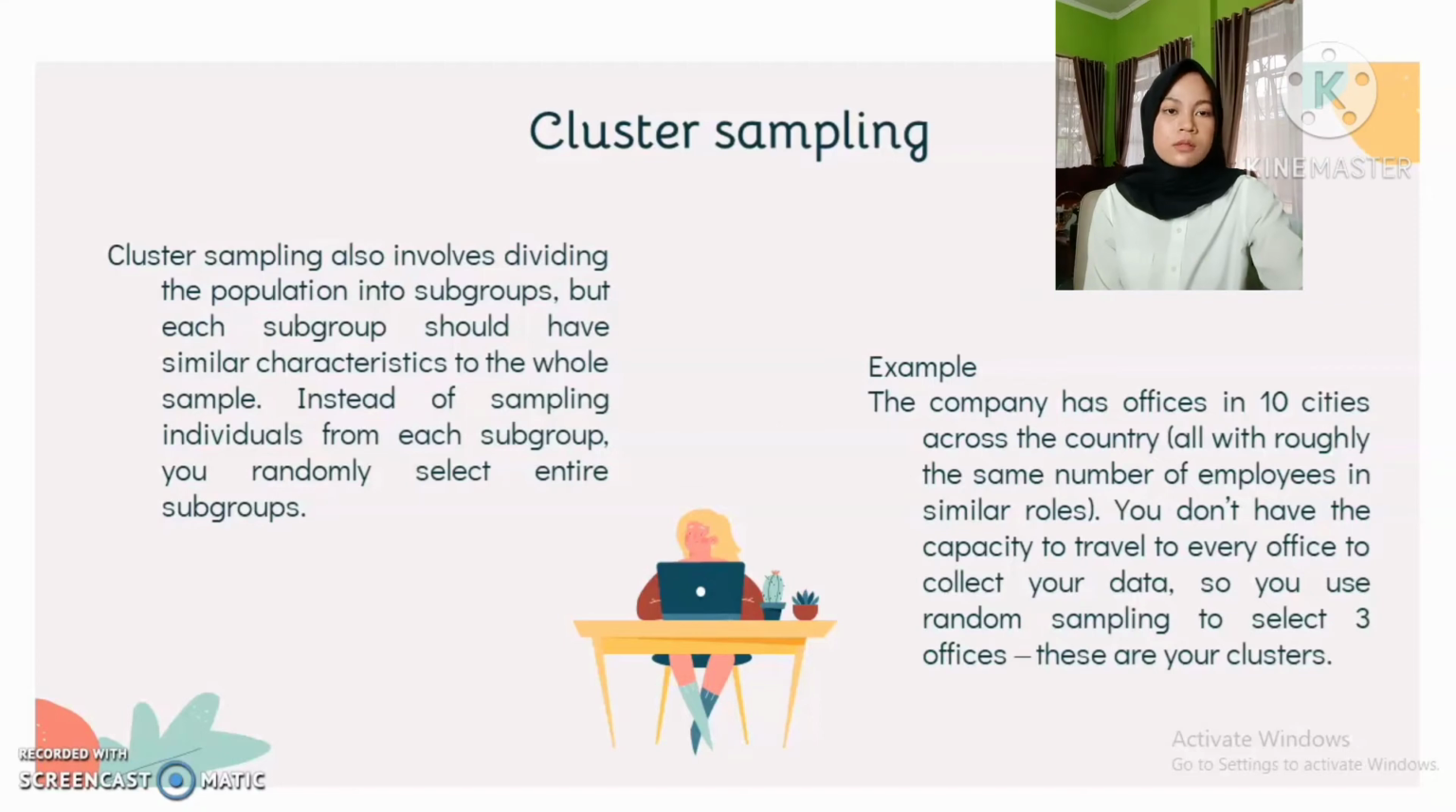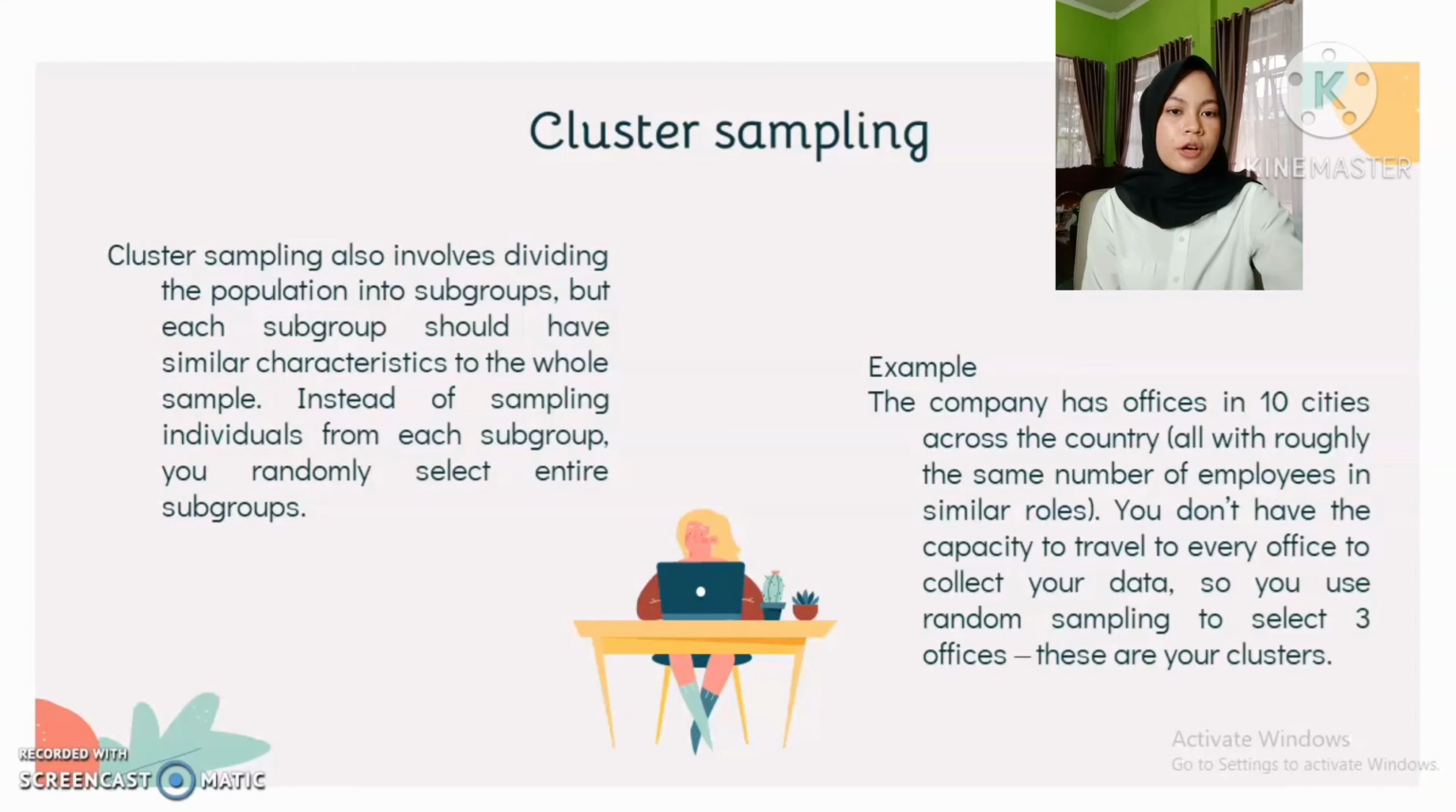sample, as there could be substantial differences between clusters. It's difficult to guarantee that the sample clusters are really representative of the whole population. For example, the company has offices in 10 cities across the country, all with roughly the same number of employees in similar roles. You don't have the capacity to travel to every office to collect your data, so you use random sampling to select 3 offices that are your clusters.